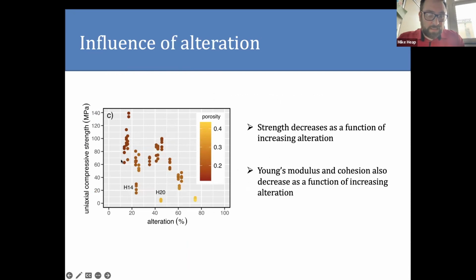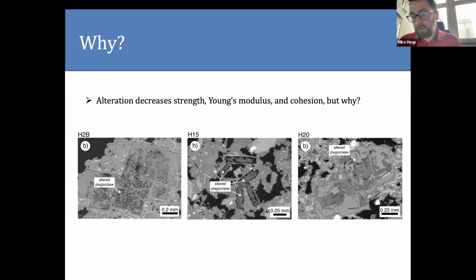Quick results here. So this is the La Soufrière samples. We have compressive strength as a function of the alteration. If you ignore these two samples down here, and there's good reasons to do that, you can see that the strength decreases as a function of increasing alteration. So does the Young's modulus, and so does the cohesion. So the altered rocks from La Soufrière are getting weaker as they become altered.